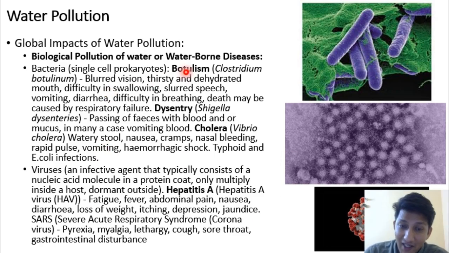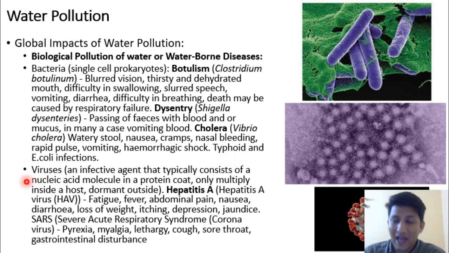Bacteria could be a parasite. So botulism is a disease caused by this bacteria, Clostridium botulinum. Okay, it will cause blurred vision, dehydration, difficulty in swallowing, and even speech, diarrhea, vomiting. Dysentery is a very common disease which is caused by Shigella dysenteriae. Passing of feces with blood, vomiting of blood. Cholera, again a very well-known common disease caused by a parasite bacteria, Vibrio cholerae. Nausea, watery stool. Typhoid and E. coli infection are other examples.